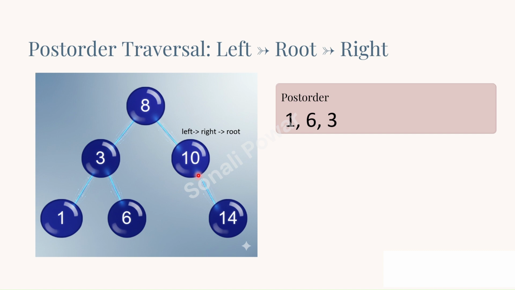In case of the right side, there is only one element. So we will visit the 14. Because there is no element for the left and right of the 14, you can directly visit the 14. Now we will again come to the 10. For the 10, there is no element to the left and we have visited the right part. So it's allowed to print the 10 now or process the 10 now. So this is the post order of the given subtree.